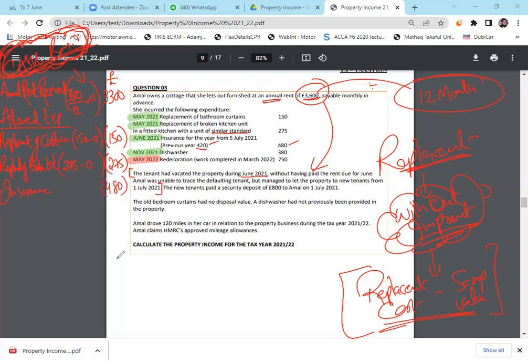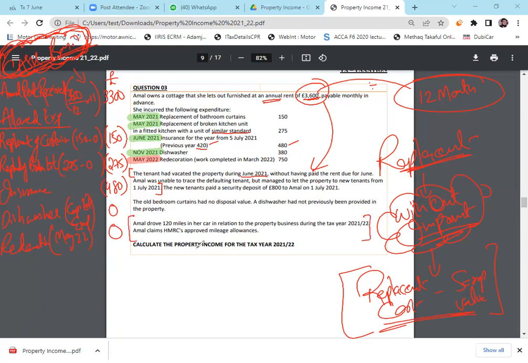Any questions? No questions. Next one is dishwasher. Did they write anything? Is it replacement or just purchase of a new asset? Purchase of new asset. Purchase of a new asset is capital expenditure. Not allowed. I wrote 0. And redecoration. It's in May 2022. Payment is in May, means not allowed. It's not in my tax year.